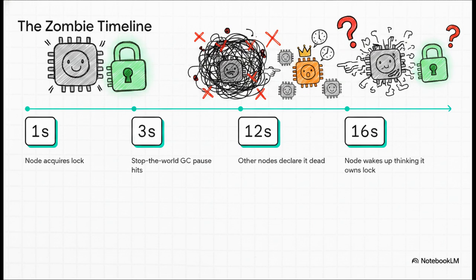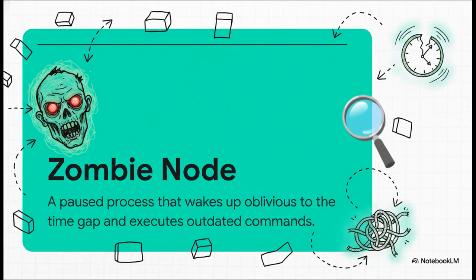By second 12, the other nodes in the cluster hit their timeouts. They decide, yep, this leader is dead, so they go ahead and elect a new one. But then, at second 16, the original node wakes up. And because it hasn't checked the clock yet, it still thinks it's the boss. We call this a zombie node.